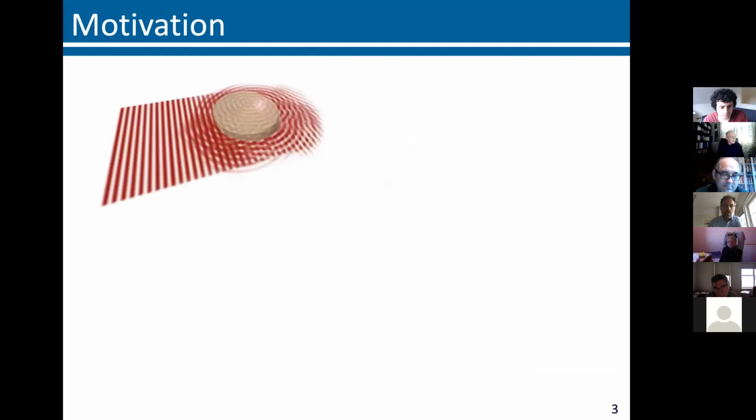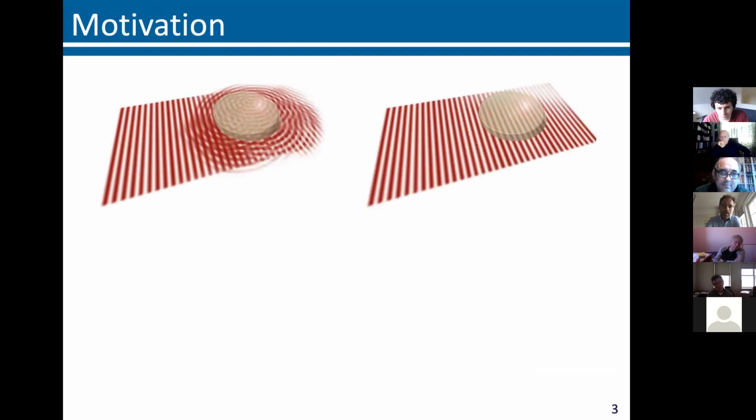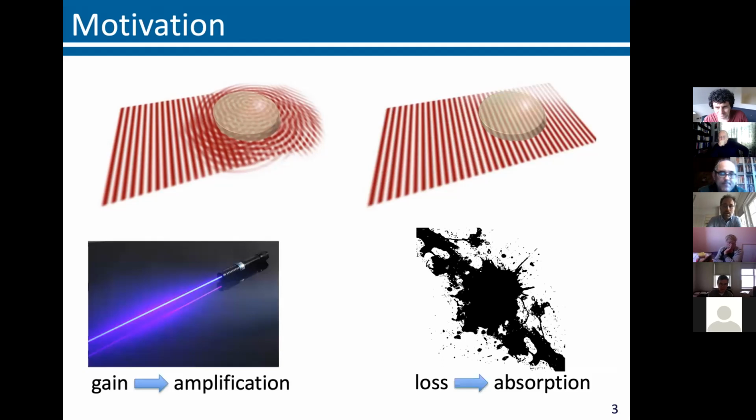So if the object, for example, is this obstacle here, a dielectric material that scatters waves in different directions, what we will be trying to do is to add something to this dielectric material such that the wave can just go through as if the object wasn't there and not around it, but actually really through it. And the new ingredients that we will try to use to actually get there is gain and loss.